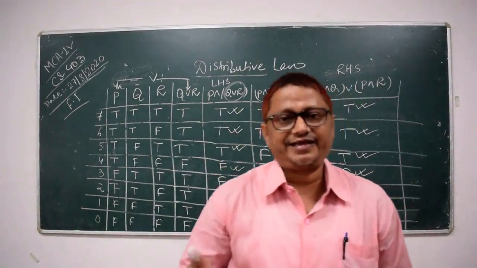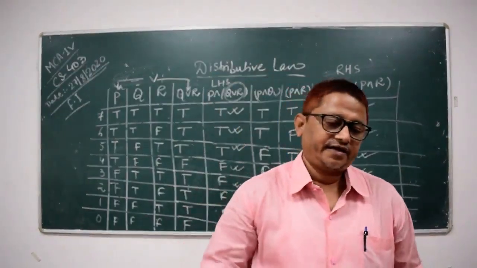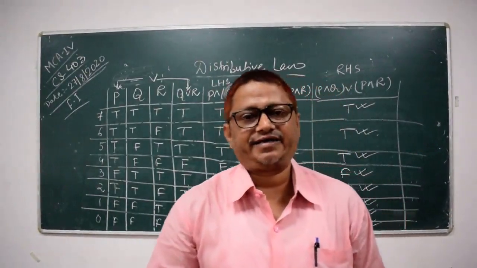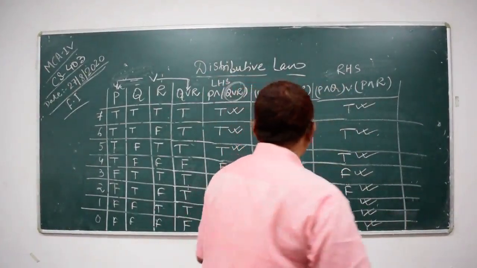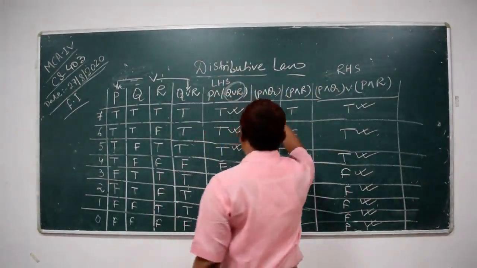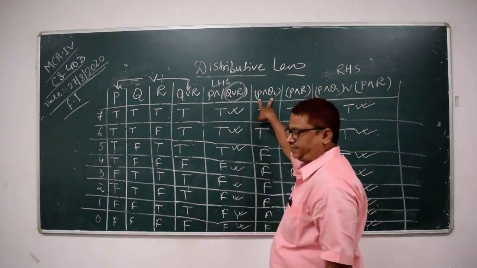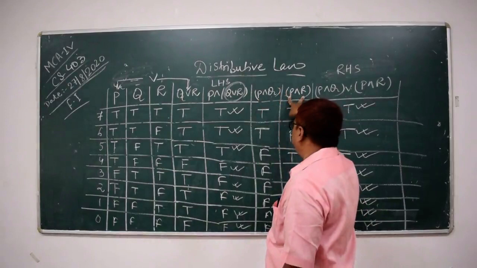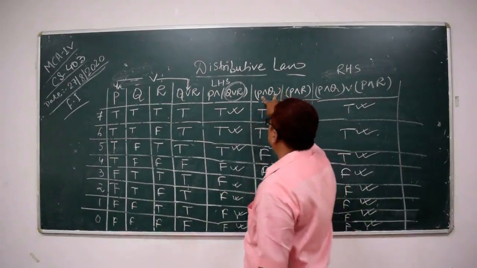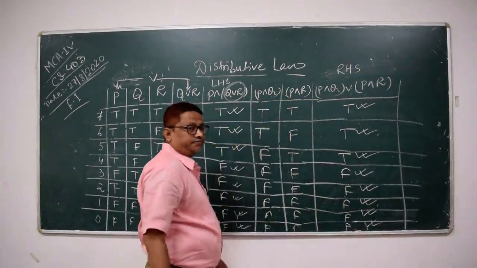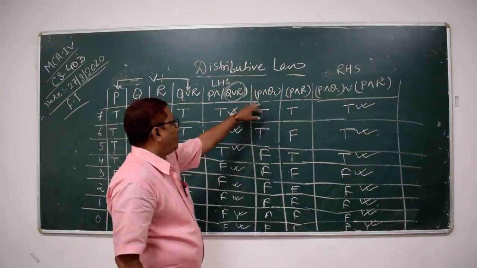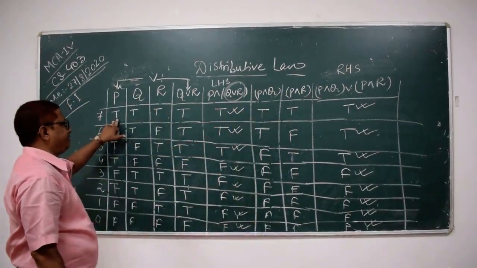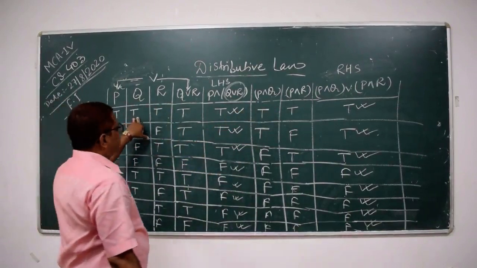After preparing the left hand side, now we come to the right hand side. On the right hand side, we see how many terms there are. First term is P and Q, and then after that P and R. So P and Q. What is the value of P? The value of P is T, and the value of Q is T.